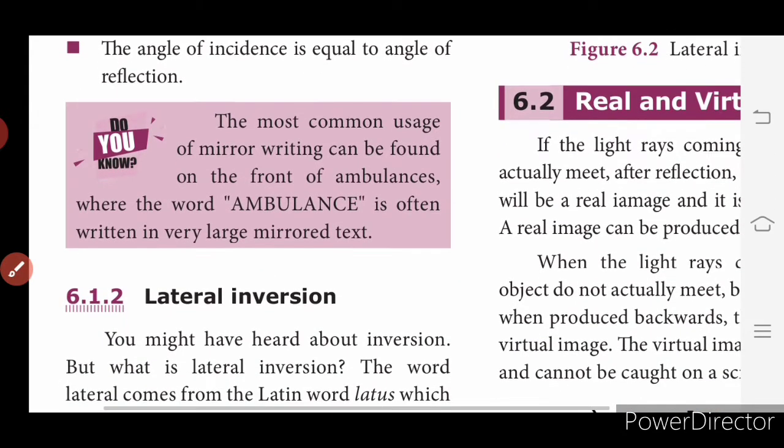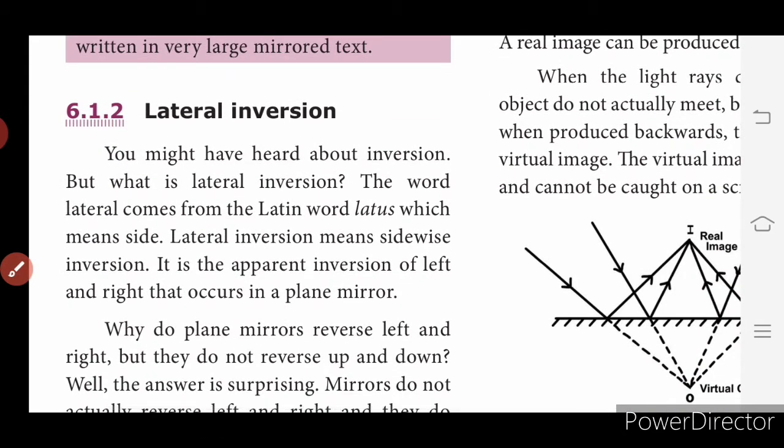So next, lateral inversion. What is lateral inversion? Lateral inversion means sidewise inversion. It is the apparent inversion of left and right that occurs in a plane mirror.